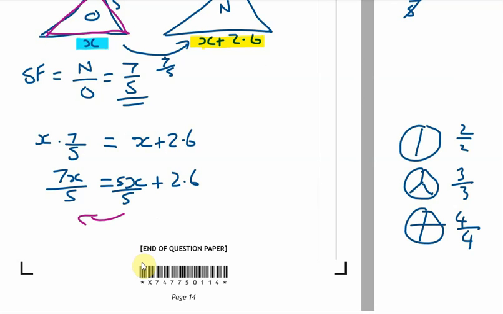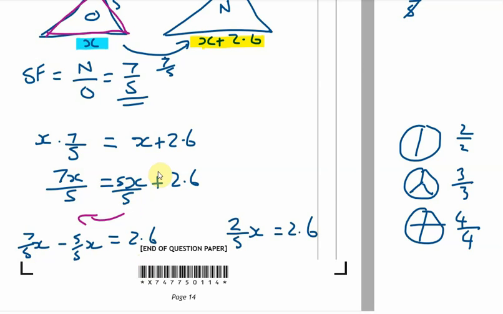it makes more sense. Okay, so I've got 7/5 x on the right hand side. I've got 5/5 x, and I'm going to take that away, aren't I? So I'm going to take away 5/5 x. Okay, and that's going to equal 2.6. So 7/5 take away 5/5 is obviously just 2/5. So that's 2/5 x is equal to 2.6.